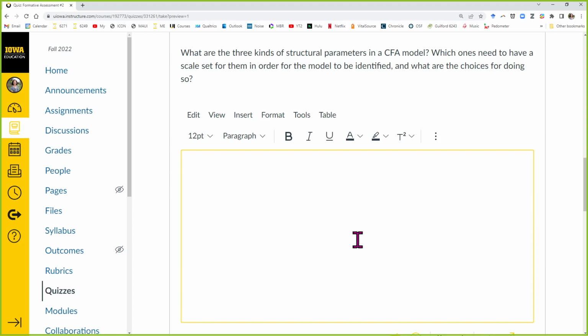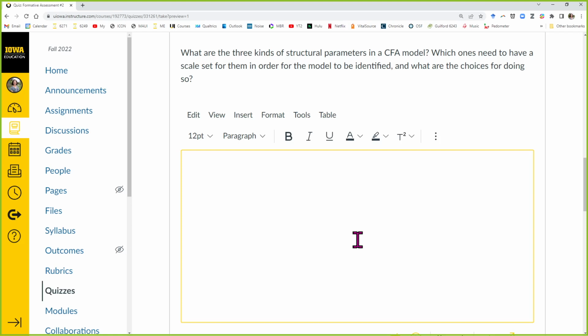Which ones of those have to have some kind of scale put onto them by us? Variance and mean. Yep, mean and variance, indeed. A few folks forgot about the means and just talked about the variance. We can't forget the mean side. So how then do we give each factor a variance? What are my choices?